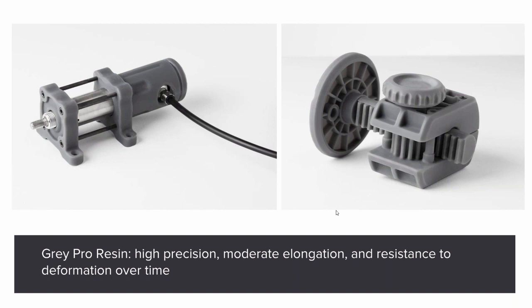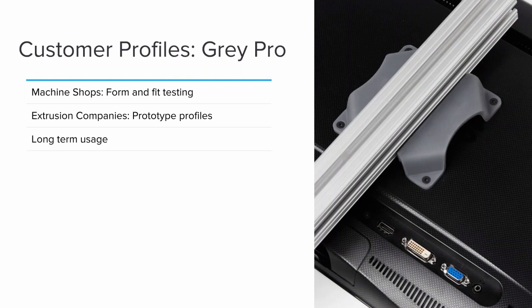Also, you can start to do some types of snap fits, especially ones that don't need a lot of elongation to work. So we've seen it used for similar applications to the tough resin, things like form and fit testing, prototypes of extrusion profiles, and anything that really requires long-term usage. This is why you would pick Gray Pro over tough, if it needs to last for a long time and resist that deformation over time. Tough resin will start to creep over time, where the Gray Pro is much more stable.